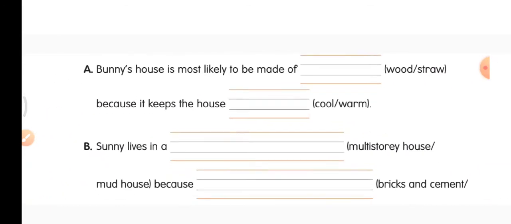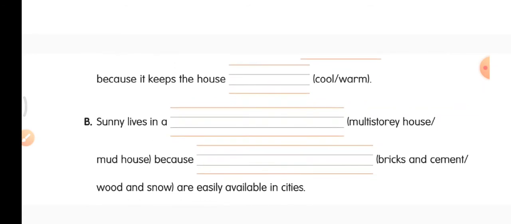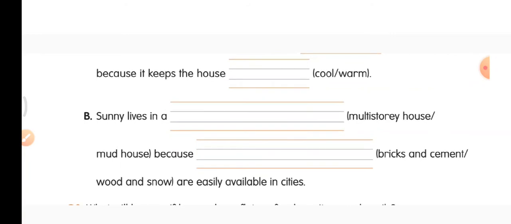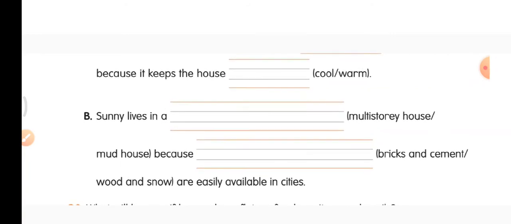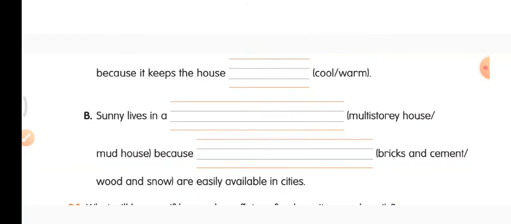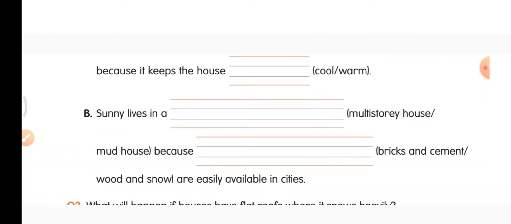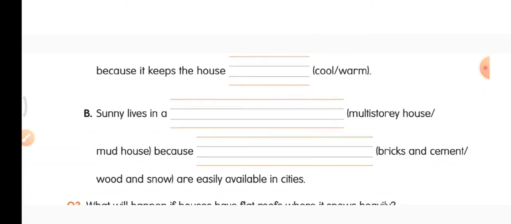Now Sunny lives in a dash. Sunny lives in a multi-story house. So write multi-story house in the blank. And because bricks and cement or wood and snow are easily available in cities. What is easily available in cities? Bricks and cement. So in the first blank you are going to write multi-story house, and in the second blank you are going to write bricks and cement.